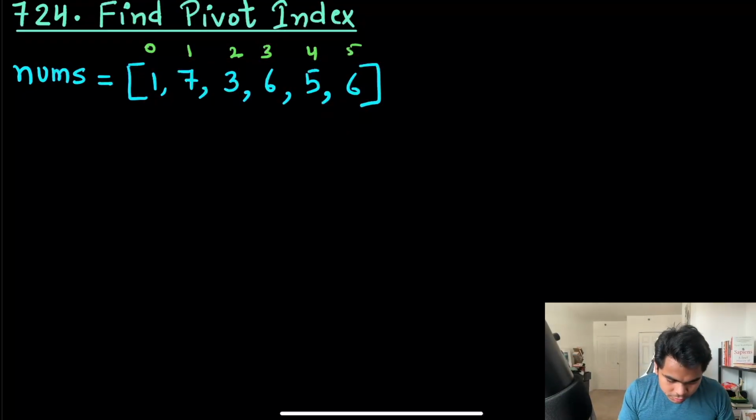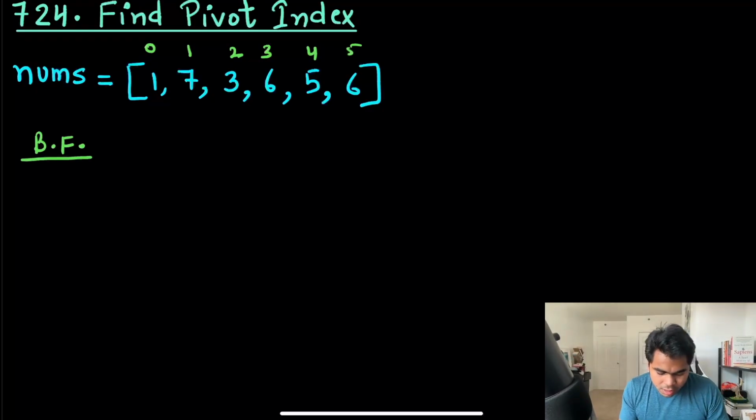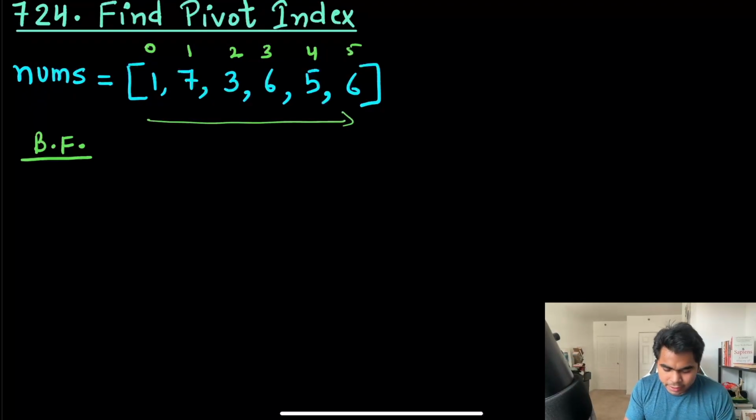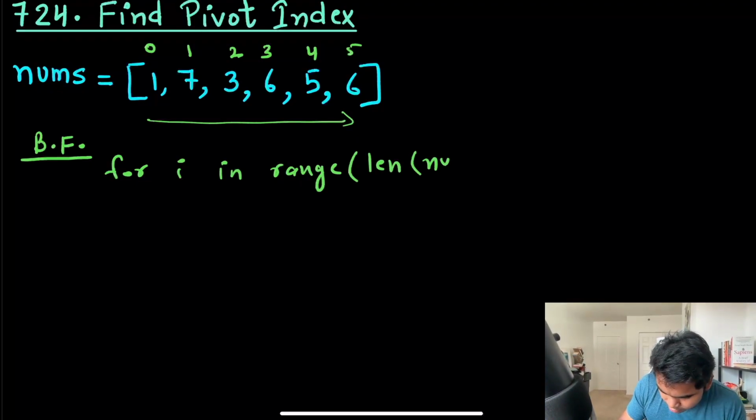Let's go to the brute force solution. The brute force solution would be: how about I iterate over all the values. I will go from left to right, visiting all the indexes. So I'll say for i in range length of nums, right? And then I will calculate the left sum.